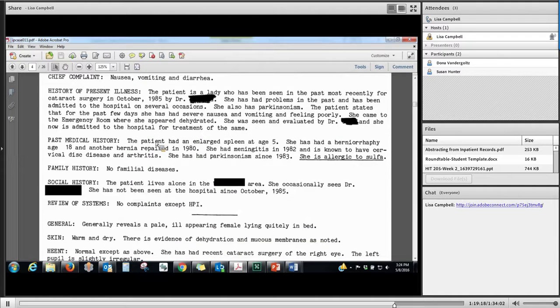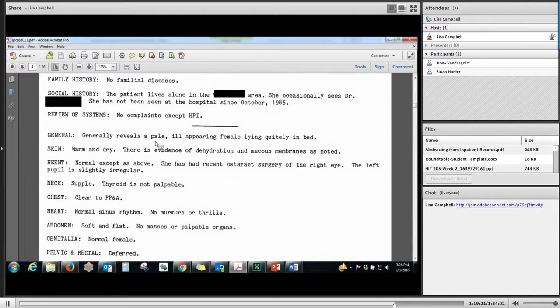One of the things I'll recommend that you do is print out these records, because you really want to be able to read them, do your research, make notes on them, etc. So let's continue reading.